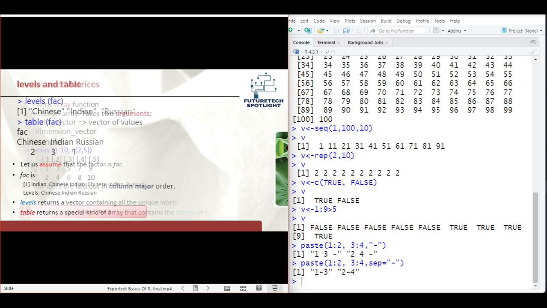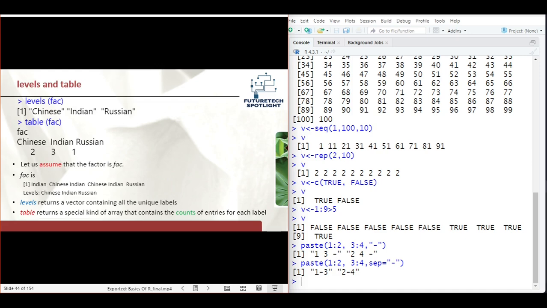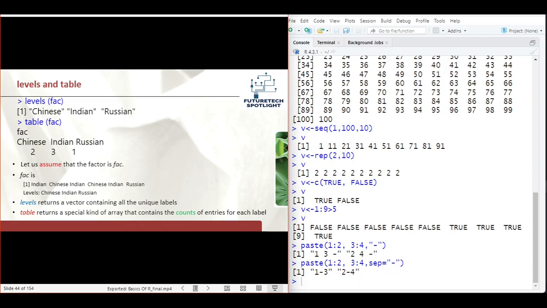Clear everyone? So this way we can use factors. So this is what we have learned today, the very, very important concept called factor.